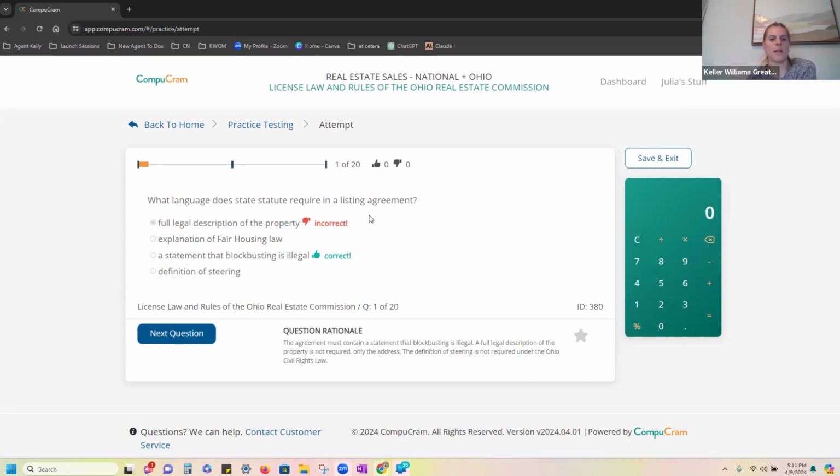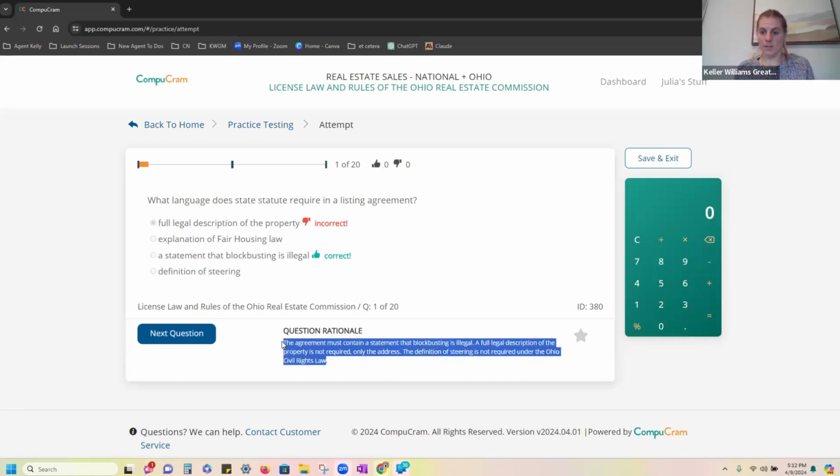So C is going to be a statement that blockbusting is illegal. The agreement must contain a statement that blockbusting is illegal. A full legal description of the property is not required, but only the address. And the definition of steering is not required under the Ohio civil rights law. But blockbusting is illegal and it must have a statement on the listing agreement. Key thing is listing agreement for this. So that's going to be blockbusting, but definitely maybe on the test.